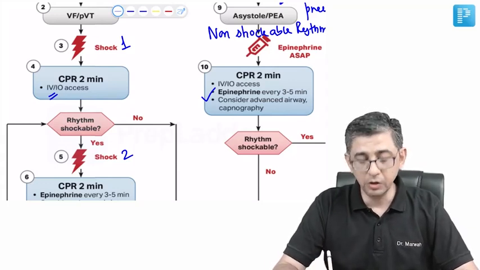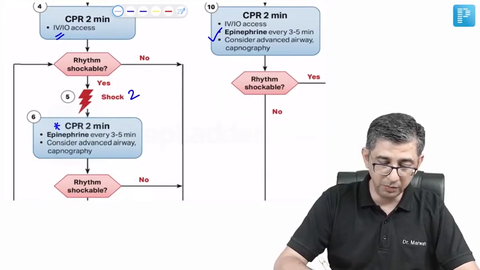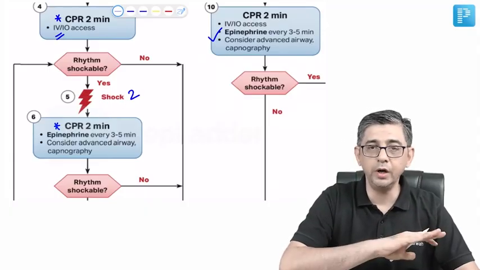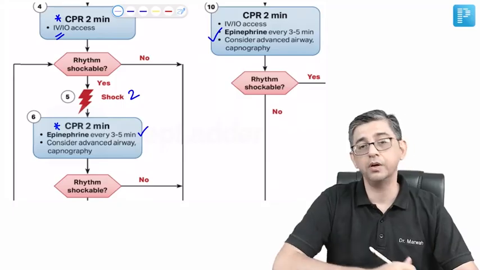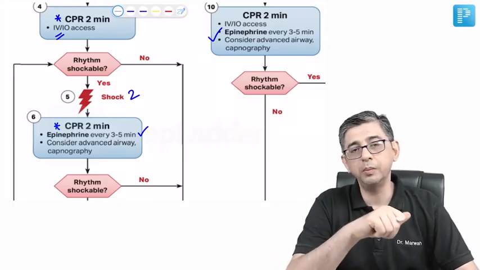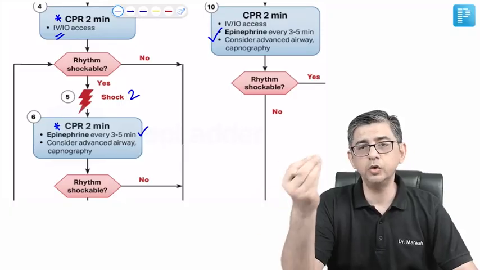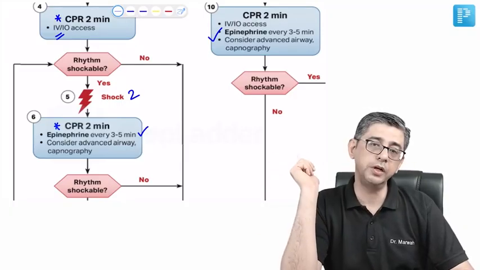Then deliver DC shock number 2. Continue the CPR once again. You can see CPR is being given after every DC shock because you don't want to interrupt the blood supply to the brain. Now through that IV access, you can give epinephrine. The query in the mind of a lot of people is: sir, epinephrine is used in cardiac arrest when there is a flatline ECG to restart the heart. Why are you giving epinephrine in a ventricular tachycardia, ventricular fibrillation scenario?